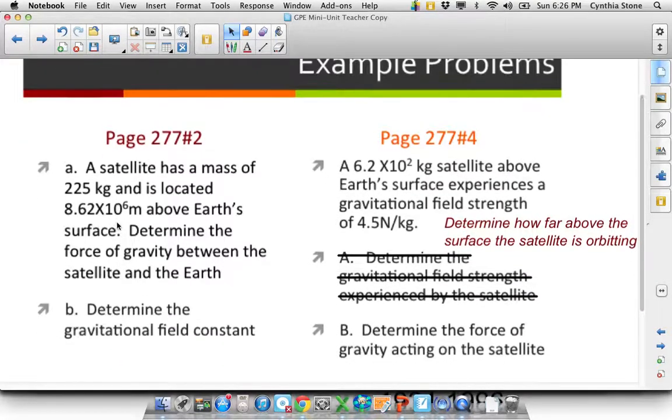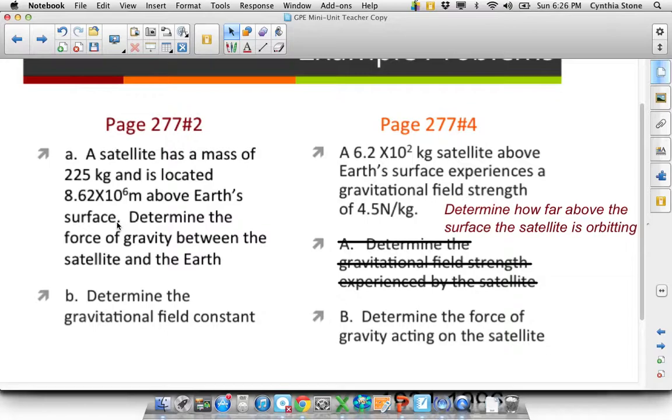But let's do a couple related problems. First of all, you'll notice here on the right that I screwed this up. Determine the gravitational field strength experienced by the satellite. This particular satellite, we're told the field strength. I just screwed up the question. It should be how far above the surface. So you might want to fix that up, and then we'll look at this first problem here. 277 refers to one of the textbooks that I refer to for the course.